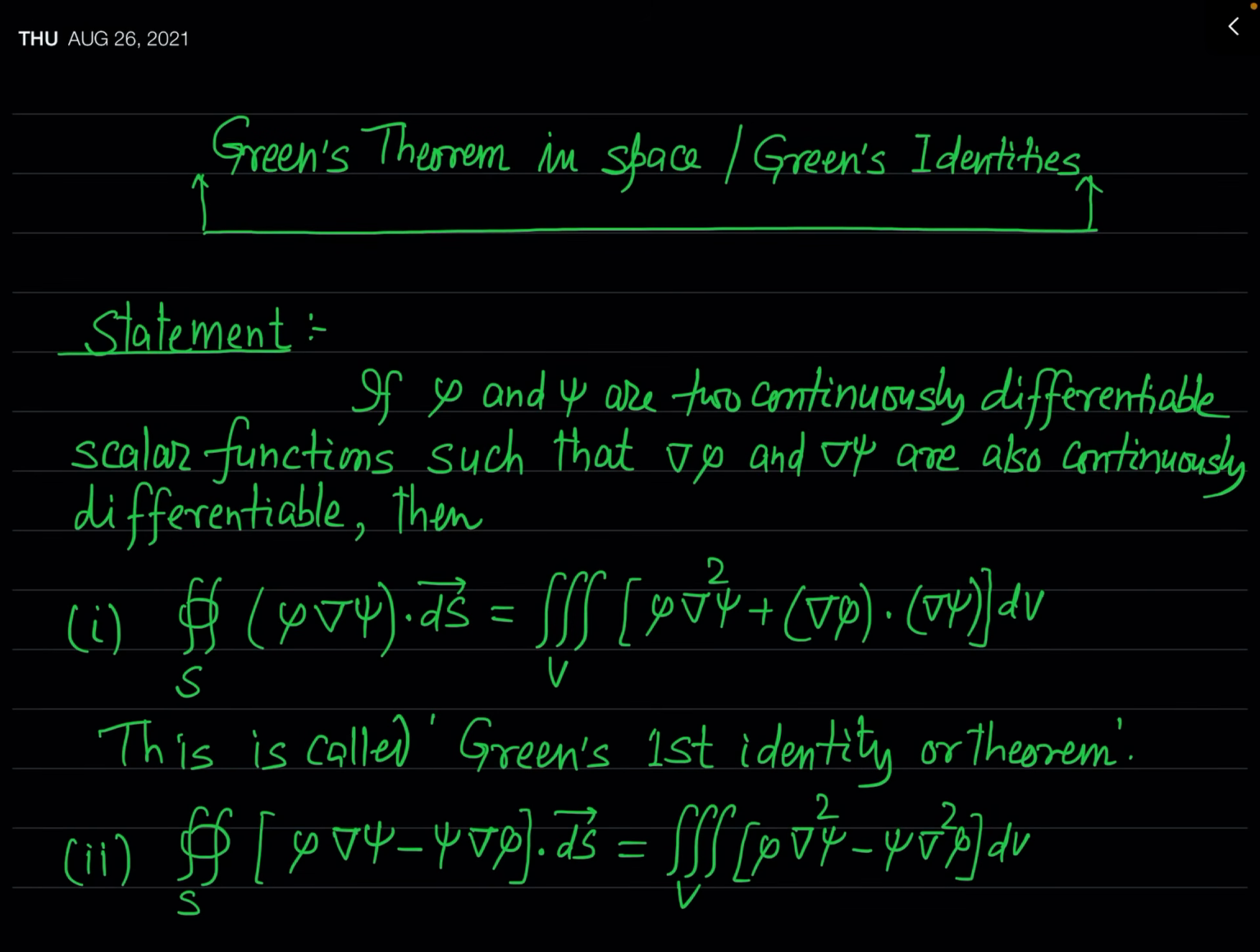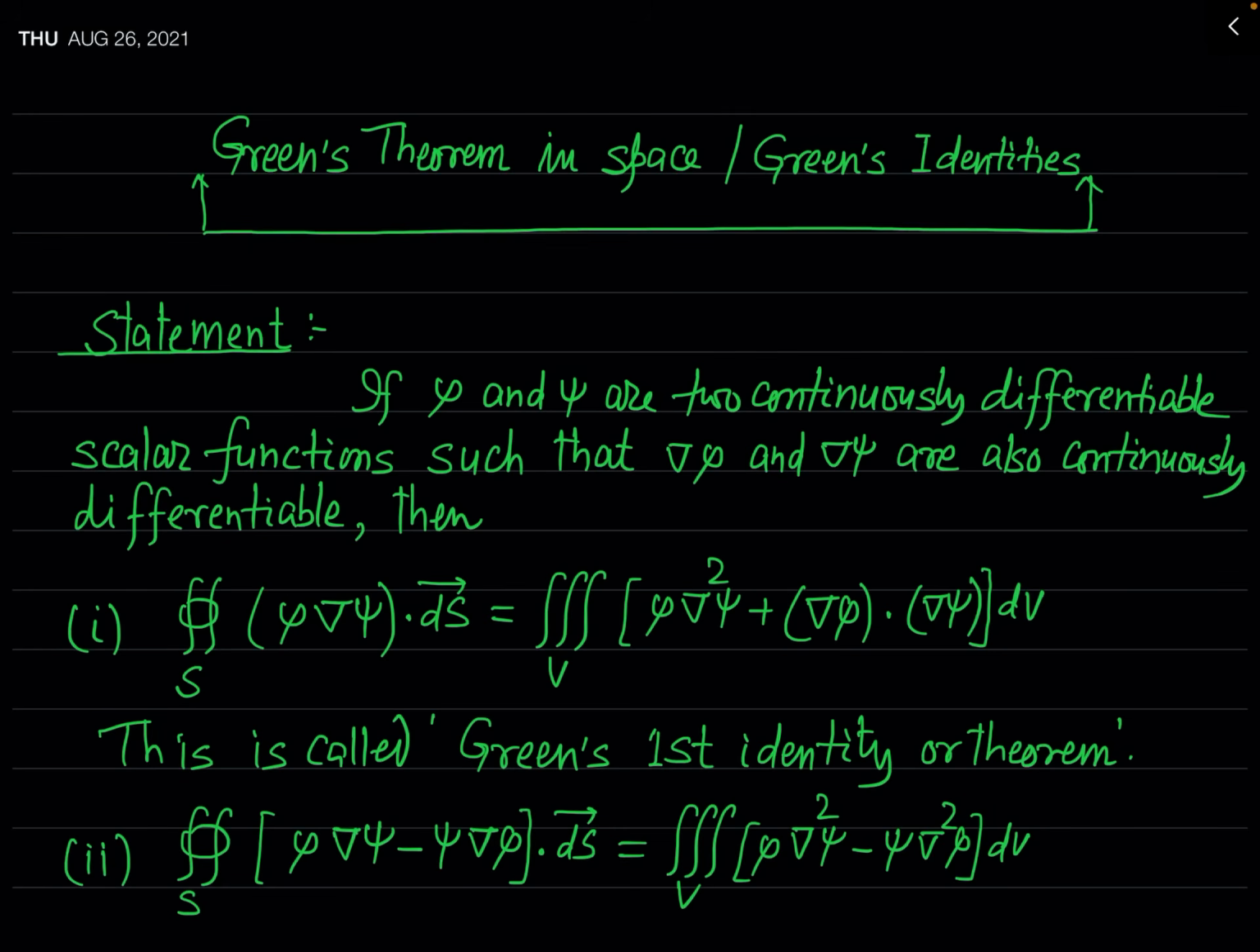In the previous lectures, you have seen Green's theorem in a plane. Now we are going to discuss Green's theorem in space. In fact, there are two theorems given by Green in space, and these two theorems are also known as Green's identities.